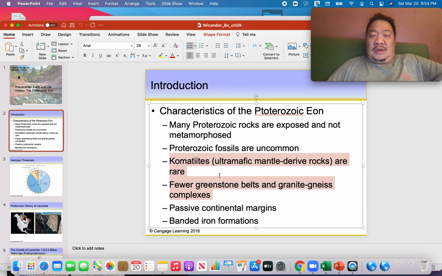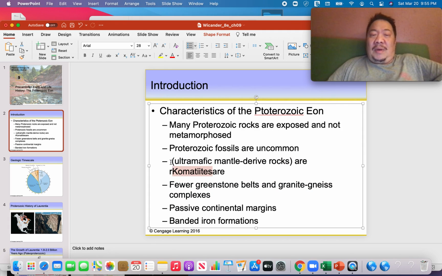Greenstone belts are associated with komatiites, indicating what? What do you think it indicates? It indicates the Earth is cooling down. Very high temperatures are required to form komatiites, and so by Proterozoic time, the Earth is starting to cool down. You still get banded iron formations during the Proterozoic.